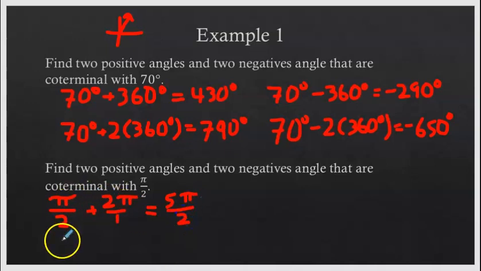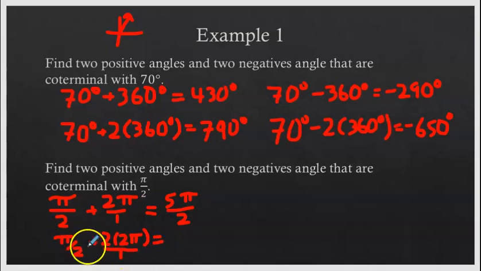If we want to find another one, we can do the same process that we did with degrees. Instead of adding 1 times 2 pi, we can add 2 times 2 pi. So my starting angle is pi over 2. This time I'm going to add 2 times 2 pi, which is 4 pi. If it helps, you can continue to write that over 1.